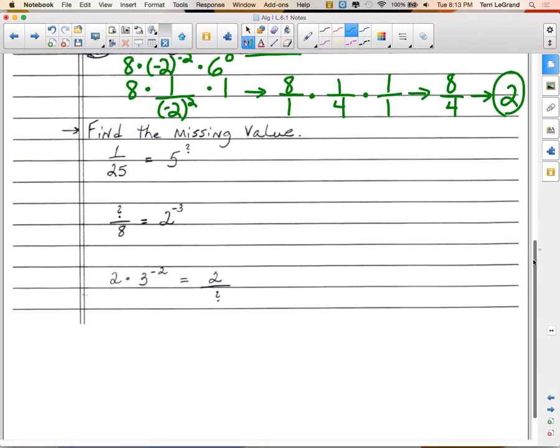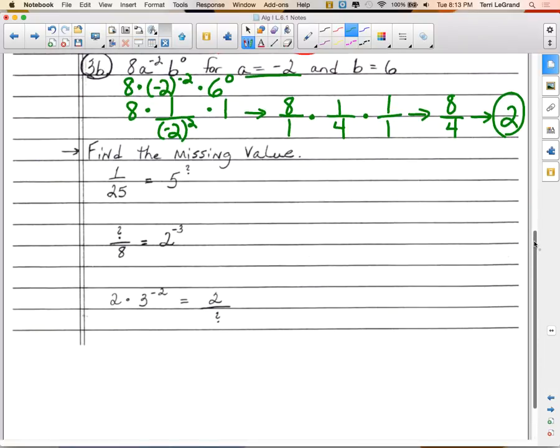Okay, now let's be challenged. Let's go with find the missing value. You're going to have some of this to do in your homework also. So it starts with 1 over 25 is the same as 5 to what power? That's really what it's asking. We have to figure out what power would you take 5 to that would result in being 1/25th.